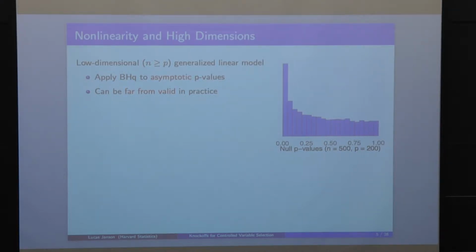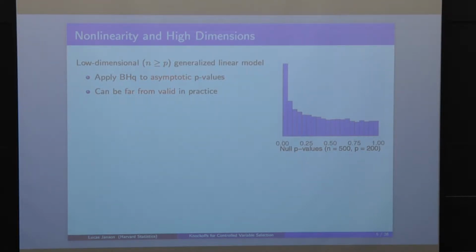And this is a histogram of null p-values in this problem. So this, of course, should be uniform if these were valid p-values. But these are very, very far from uniform. You can see there's a huge spike at 0, which is exactly what you don't want. It's going to make it look like these null p-values are much more significant than they actually are. And so, as you might expect, plugging these highly invalid p-values into a procedure like BHQ is going to not give you false discovery rate control.